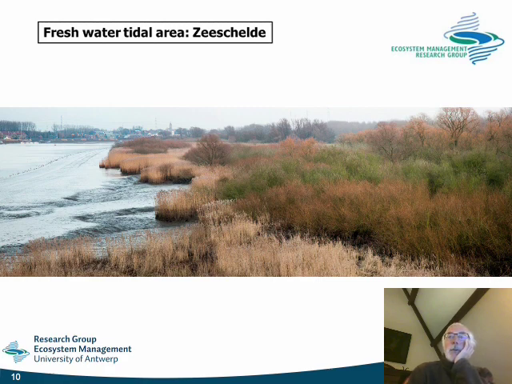Also, this is an example of the freshwater tidal marshes, where you see on the left hand still the water at low water, the water line, then the tidal flats, and then the pioneer vegetation, the reed, which is the brownish vegetation, and then the high marsh with the willows, which is the darker brown and green parts in the picture.